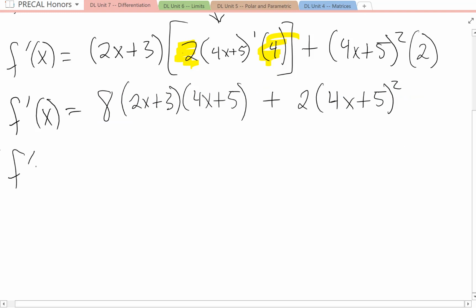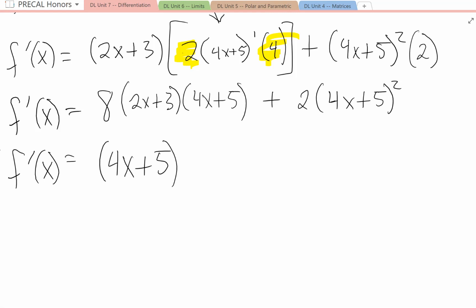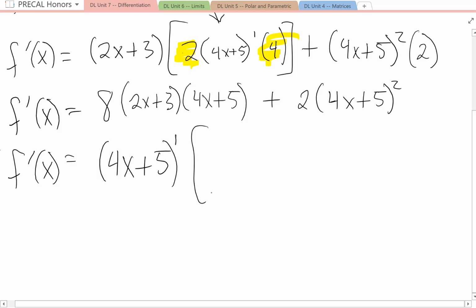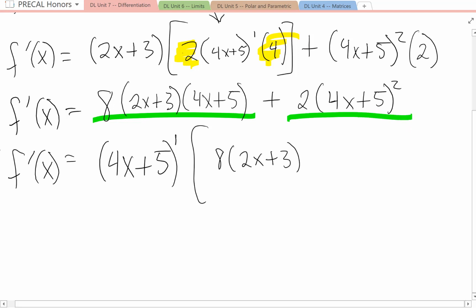I'm going to factor out the quantity 4x plus 5. We always factor out the smallest amount, so I'll say this is 4x plus 5 to the 1. When you factor that out of these two terms, you're dividing this term by 4x plus 5, which leaves us with 8 times 2x plus 3. And then when you divide this term by 4x plus 5, you still have the 2 being multiplied by the quantity, but now the quantity is not to the power of 2, it's to the power of 1.